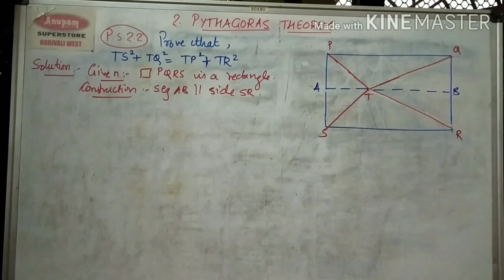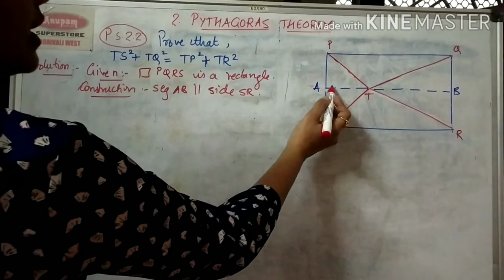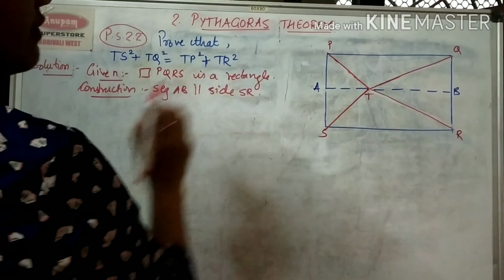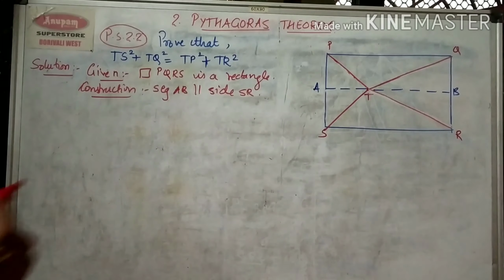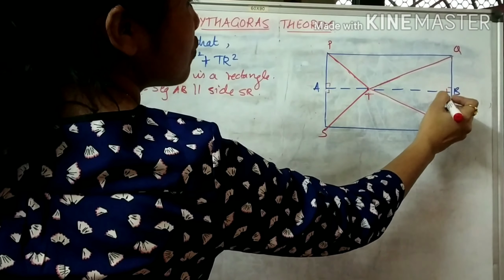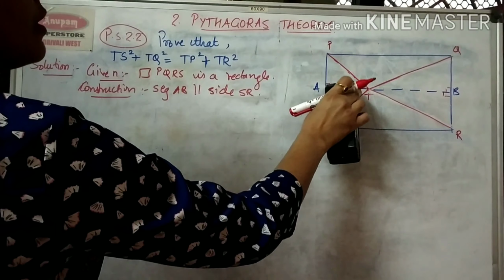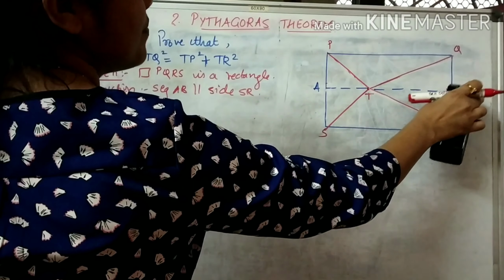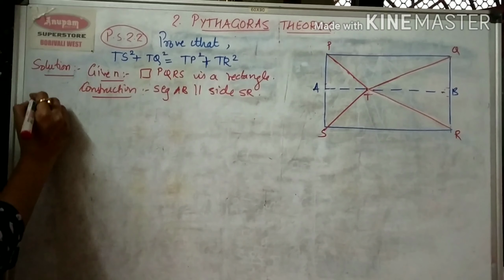But the problem here is there is no 90-degree angle mentioned. We haven't been told here that this is perpendicular or this is 90 degrees. Nothing of such kind of information is provided to us. So first we are going to show that this AB is perpendicular. We are going to show these four angles to be 90 degrees. Once we get this, then only we can apply the Pythagoras theorem to get our answer. So let us see how we are going to do that. Okay, so the proof. Let us start with the proof.